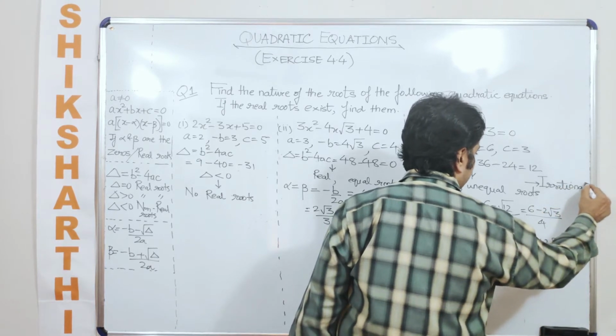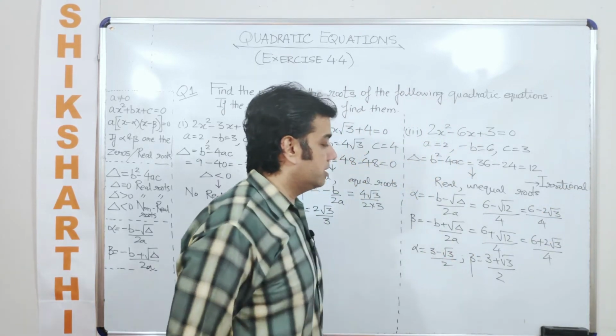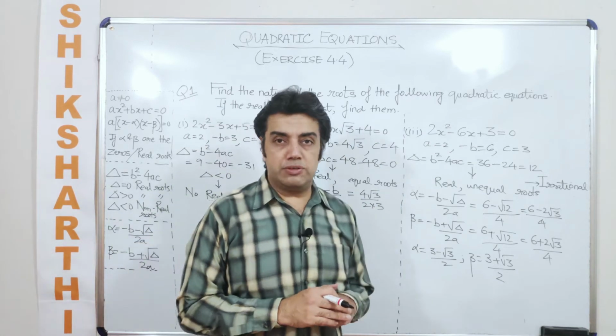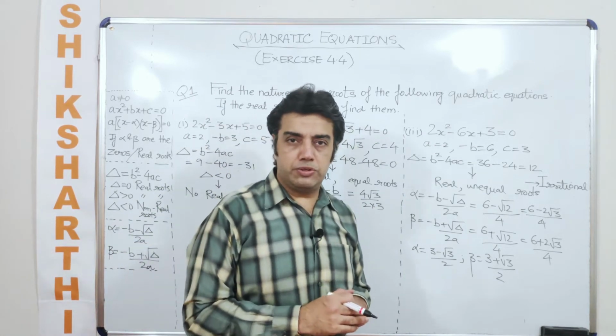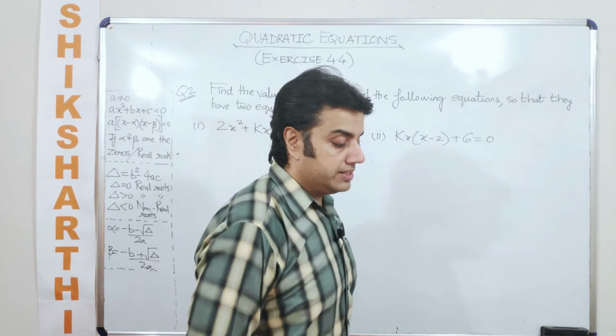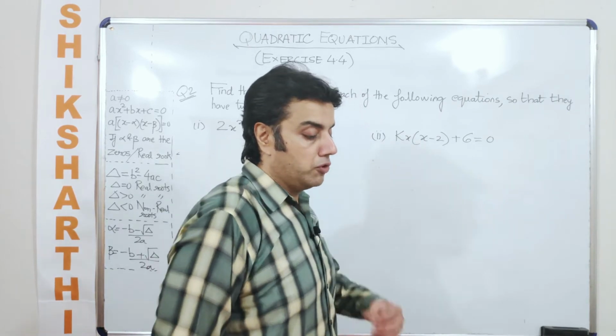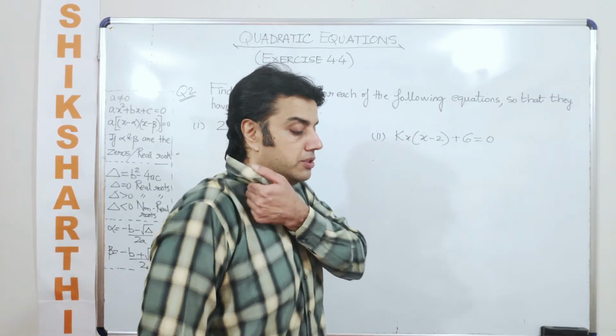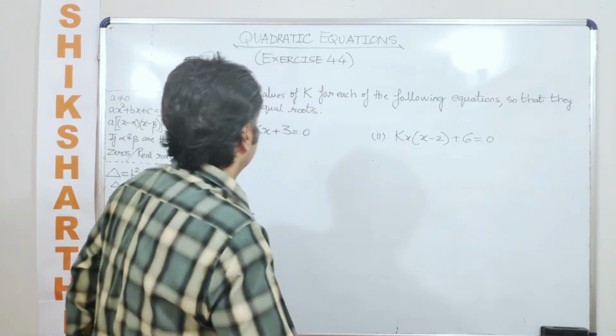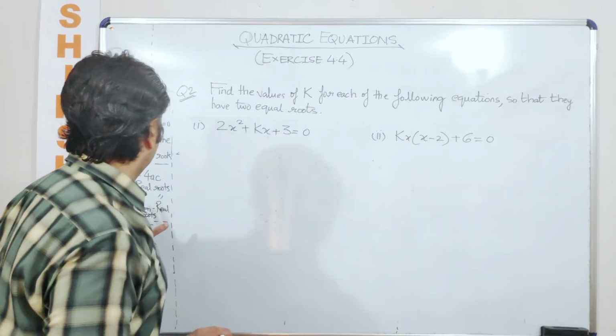And we know that numbers written under the root sign are irrational. Let's move on to the next question, which is question number 2. It says: find the values of k for each of the following quadratic equations so that they have two equal roots. Okay, we know the condition for two equal roots.